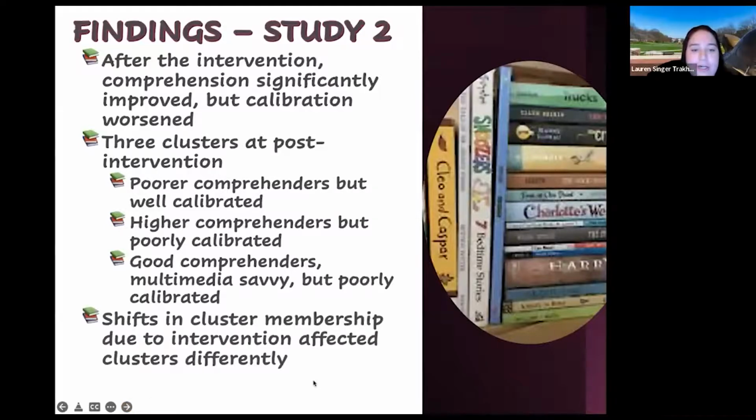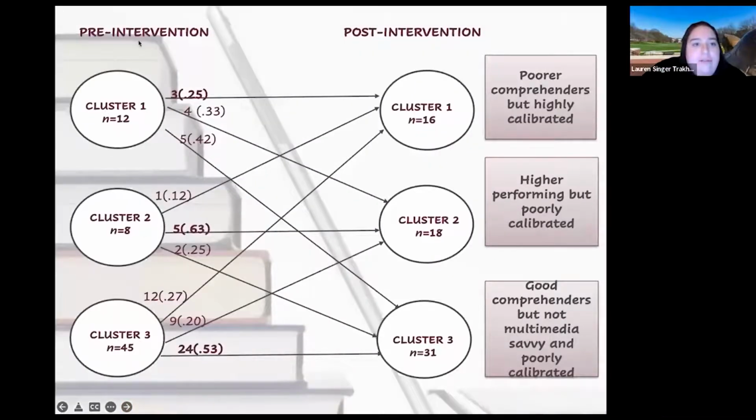And now we're going to look at shifts in cluster membership due to the intervention. So again, clusters behave differently after the intervention based on their identities. So pre-intervention, remember, these are the clusters I already introduced. Then on the right, we have post-intervention. And you can see the movement here. It's a bit more evenly distributed, but most members now belong to the good comprehenders, but not multimedia savvy and poorly calibrated group. Again, we found that their calibration dropped from that intervention, but overall comprehension went up. We saw an almost even split between clusters 1 and 2.